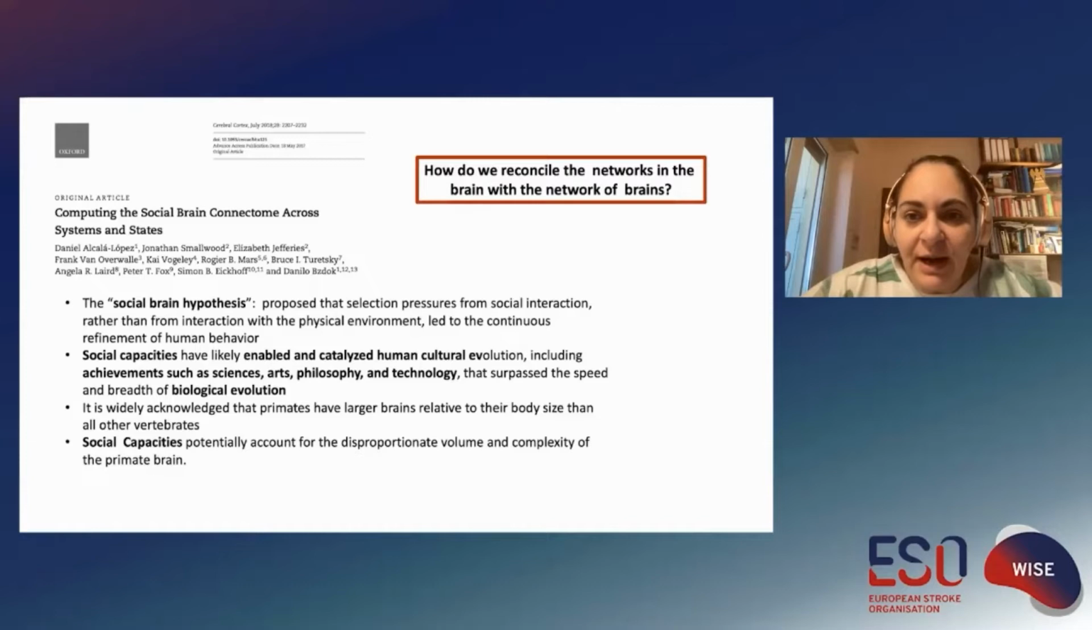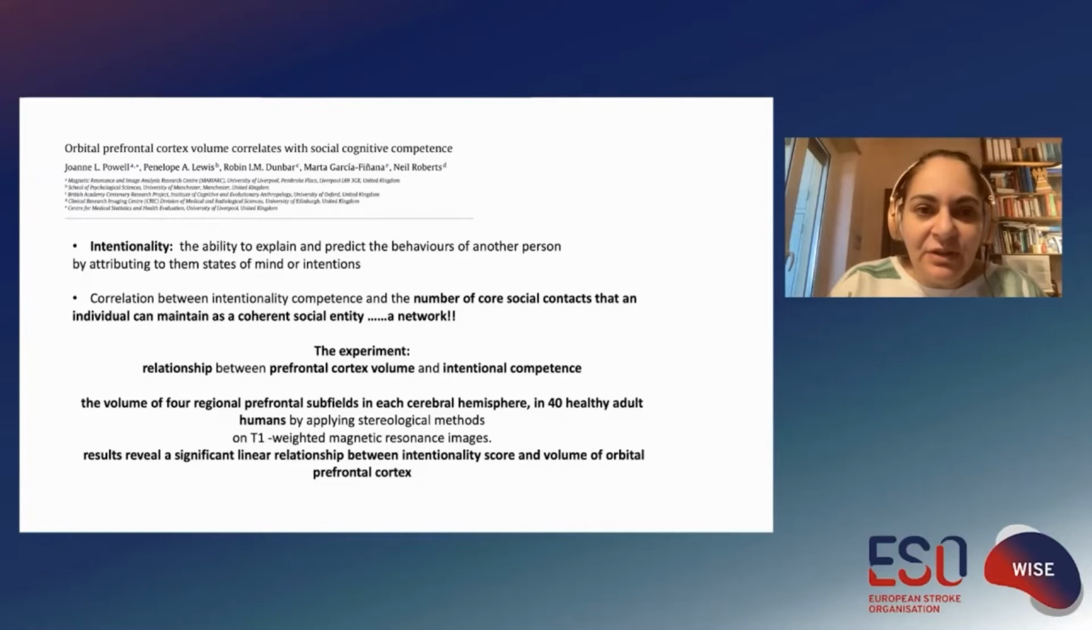I would like to present to you this very interesting experiment where orbital prefrontal cortex volume was studied together with social cognition competences. And the social cognitive competence, which was the objective of this study, is intentionality. Intentionality is the ability to explain and predict the behaviors of another person by attributing to them states of mind or intention.